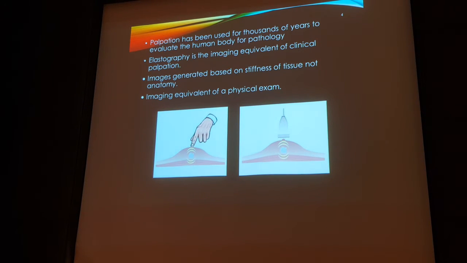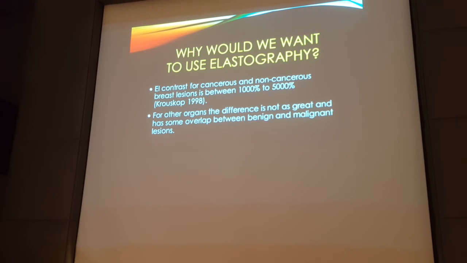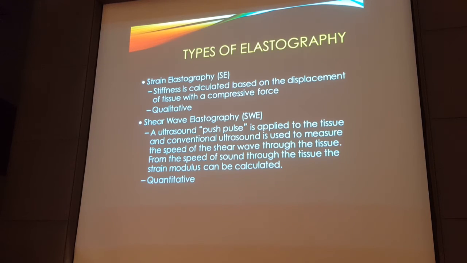Palpation has been used for thousands of years to evaluate the human body, and elastography is now an extension of doing a physical exam to determine if something is hard or soft. We've got B-mode imaging that gives us anatomy, Doppler that gives us vascular flow, and we now have elastography that gives us tissue stiffness. So why would we want to use elastography in breast? Krouskop in 1998 looked at in vitro specimens and found that for breast lesions, there was a huge difference in stiffness and very little overlap between benign and malignant. For other organs, there were similar findings, but a lot more overlap. So theoretically, breast elastography should give us the best results.